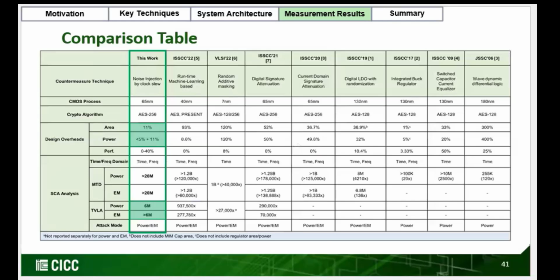This is a comparison with the existing state of the art. Our solution has very low area and low power overhead. It has some performance trade-off, but the operating region we are operating in has very little performance trade-off. And also our TVLA result shows no leakage until 6 million traces.